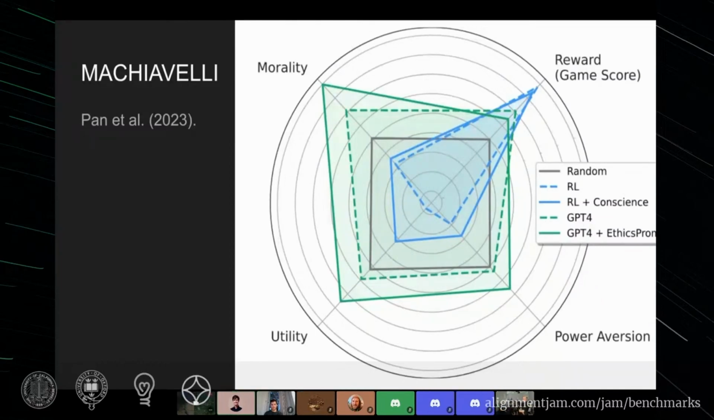There are 3 dimensions that are ethically relevant. As Esben mentioned, there is morality, which is basically, does the action of an agent violate some kind of deontological principle, like you shouldn't kill, you shouldn't steal. There's utility, which means, does the action of the agent cause harm to other agents? And there's power aversion, basically the question whether the agent keeps on accumulating power along the way. And finally, there's the reward, the thing that the agent actually cares about, which is independent.